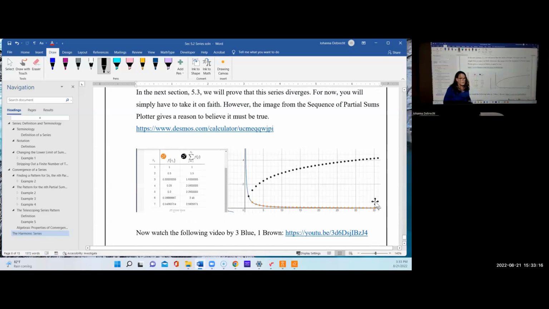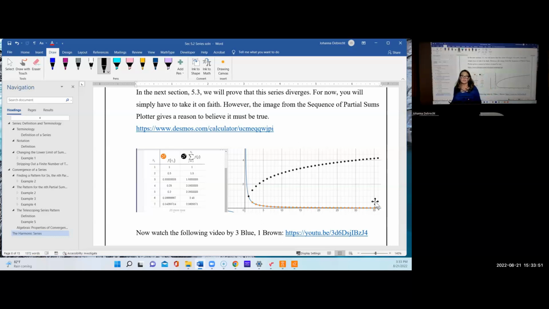In order to give you a feel for what's happening, though, I went ahead and produced it on the Desmos sequence of partial sums plotter. So you can see the points on the actual sequence here in the orange dots. You can see they're approaching 0. And the sequence of partial sums is noted here with the series of discrete black dots. And you can see that it is growing very slowly. It is heading towards infinity, but very, very slowly.